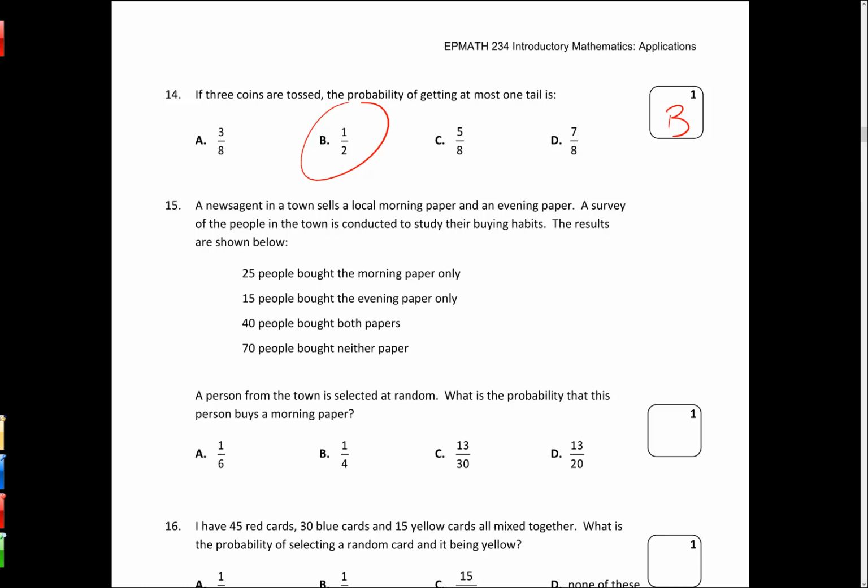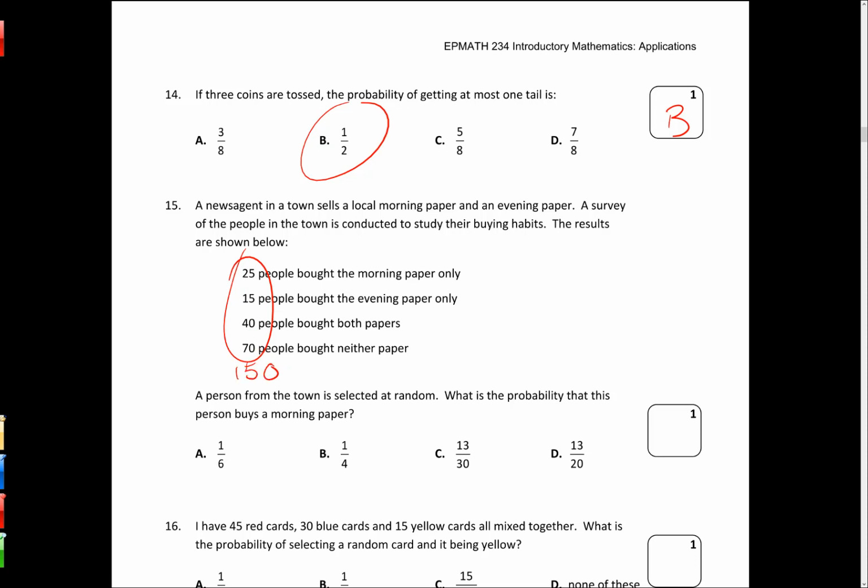You can't buy both and buy the morning paper only. They're 4 unique categories. So I'm confident these are the people from the survey. So how many people were surveyed? 25 and 15 is 40, and 40 is 80, and 70. There's 150 people in this survey.